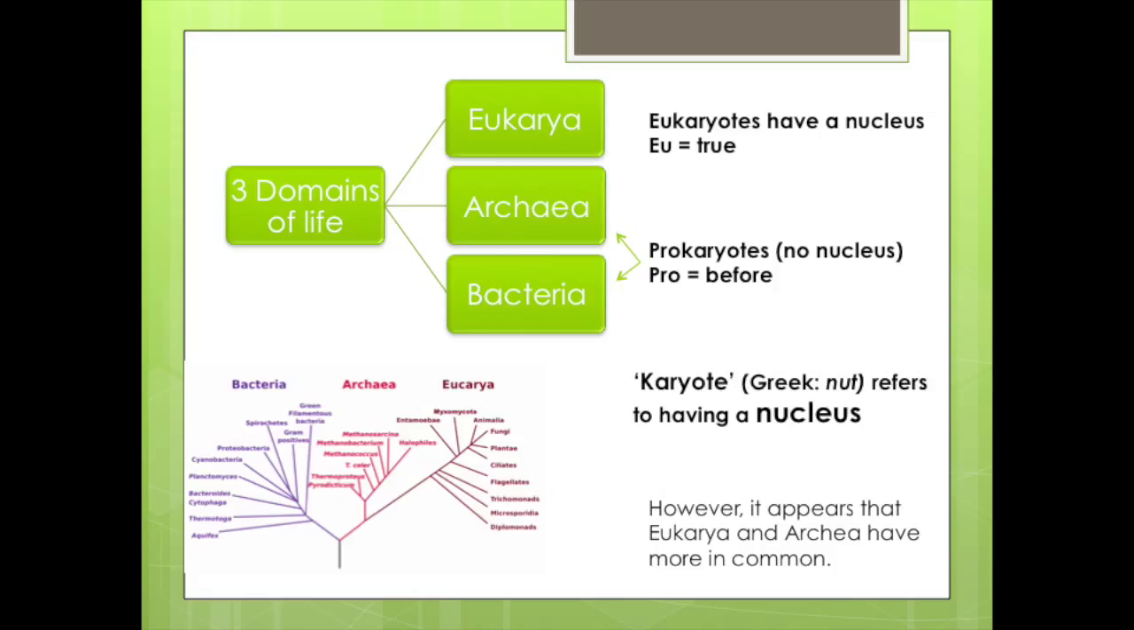The current Tree of Life is broken into 3 domains: eukarya, archaea, and bacteria. In eukaryotes, the EU is Greek for true. Karyote is Greek for nut, which refers to the nucleus. Therefore, eukaryotes have a nucleus, whereas pro translates to before, so prokaryotes are before the nut, i.e. they don't have a nucleus.